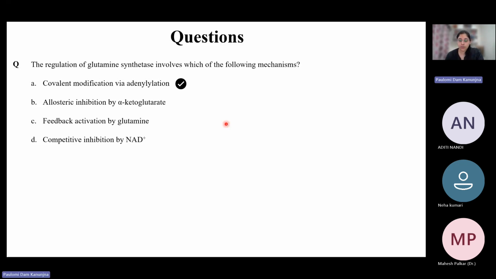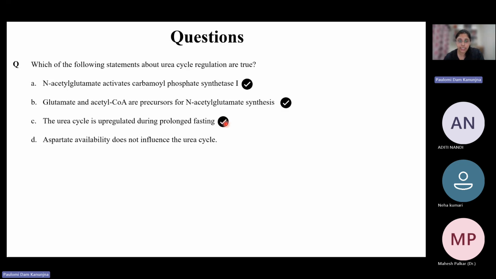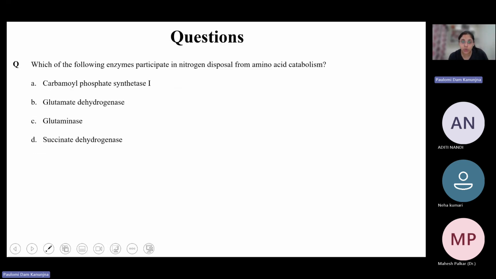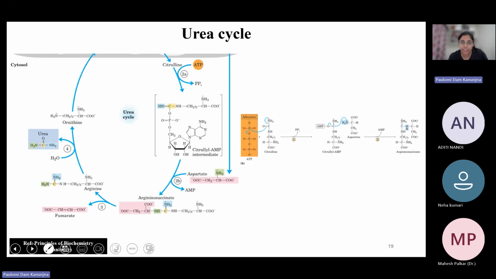Now coming back to Neha's question, which was about this one, right, Neha? Yeah. All right. So here the question is, under what conditions is your urea cycle regulated? And in this we are saying urea cycle is upregulated during prolonged fasting. We have discussed this. I have already shown this during the first slide while we were discussing the topic.